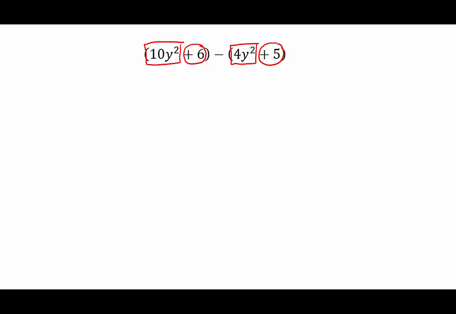Now before I go any further, I'm going to bring my attention to this minus sign. How I'm going to do that here is I'm going to highlight it, just to draw my attention to it again, because the most common error when you're subtracting is forgetting to subtract the coefficients. And now simplify them by changing their coefficients. 10 minus 4 gives me a 6y squared. And then I have 6 minus 5 is a positive 1.